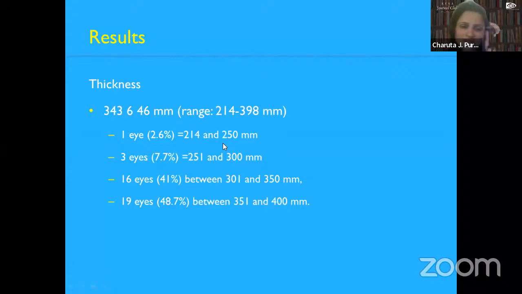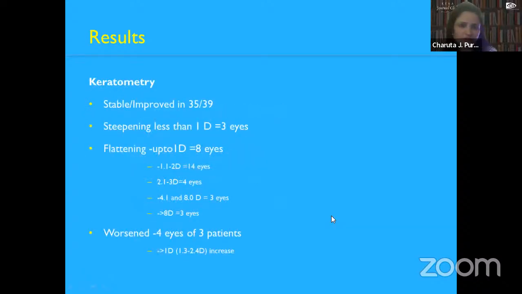In one eye, it was between 214 and 250. In 3 eyes, 251 to 300. In 16 eyes between 301 and 350. And in 19 eyes between 351 and 400 microns.